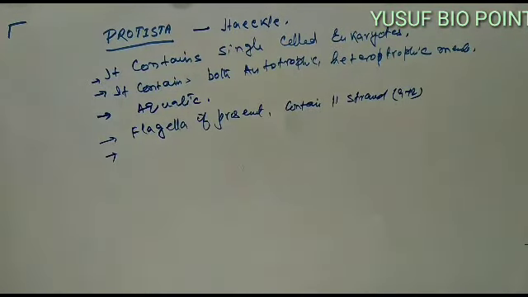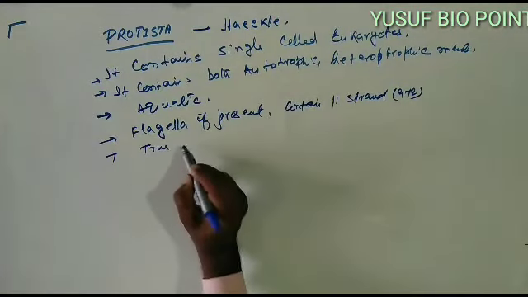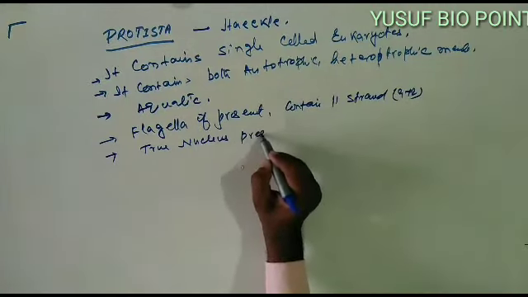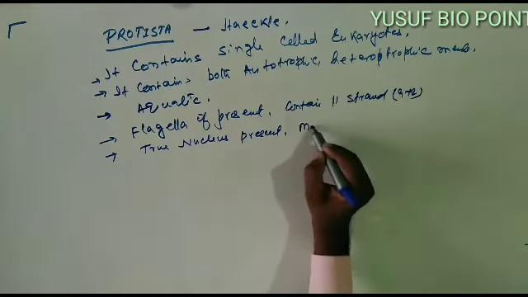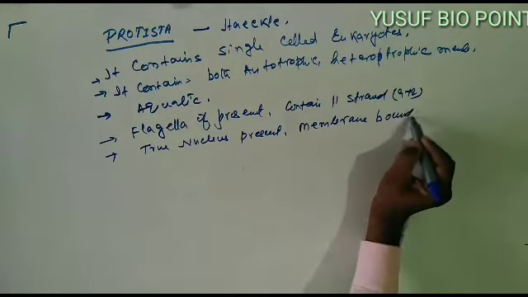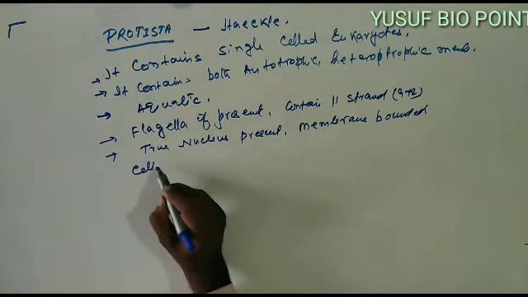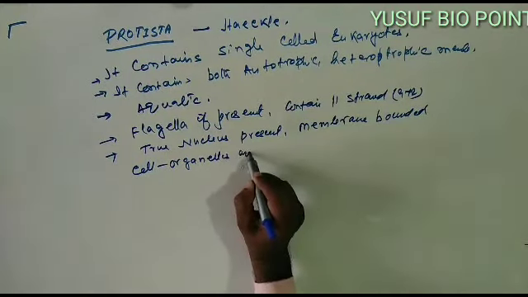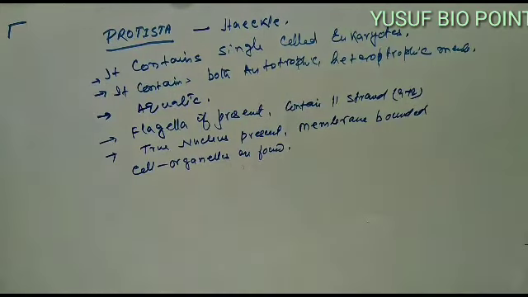You know that eukaryotes are those in which a true nucleus is present. Next, membrane bounded cell organelles are found, meaning all the mitochondria, ribosomes, endoplasmic reticulums are present, and the nucleus is well developed. This nuclear membrane is also present.